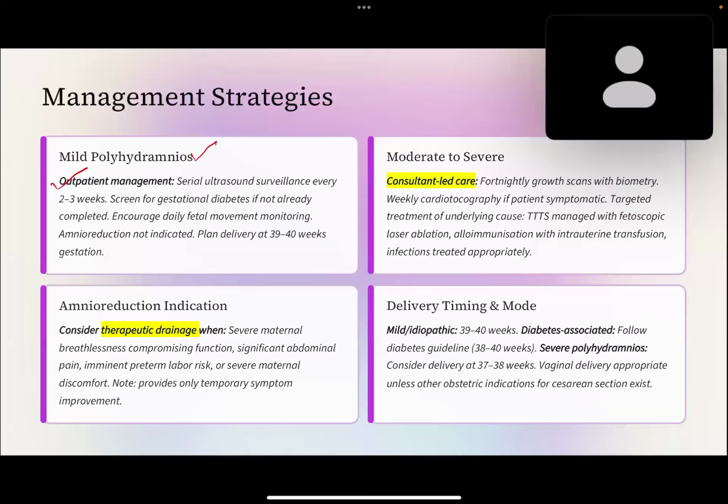Amnio reduction, usually we do for the severe cases. What the patient has: the patient can have breathlessness, inability to do daily house chores, or the patient has Braxton Hicks started. Patient is having a little trouble in her movement. So that we think of amniotic drainage, or even the large fluid is compressing the baby or stretching out her tummy, her urine output decreases. We will do the amnio reduction.